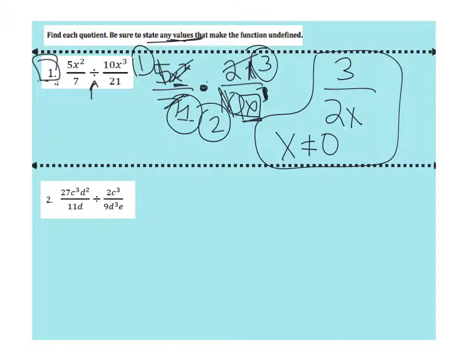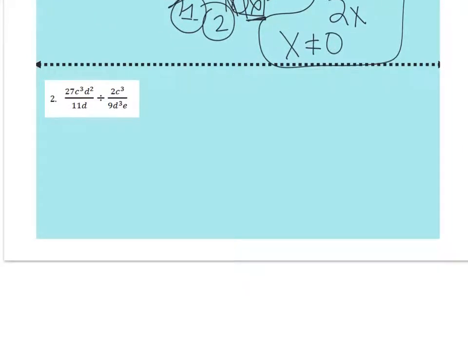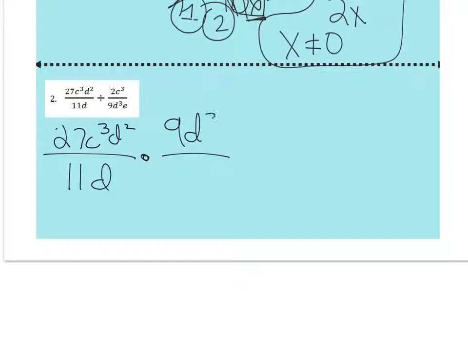Now, number 2. Same kind of idea. Keep the first one the same. Flip the second one, and now see what you can do. Start thinking about some things here. One is, I can't really do a whole lot with the numbers right now. I've got 27, 11, 2, and 9. So I might actually have to multiply the numbers together to figure out what I can do. But let's come back to that.